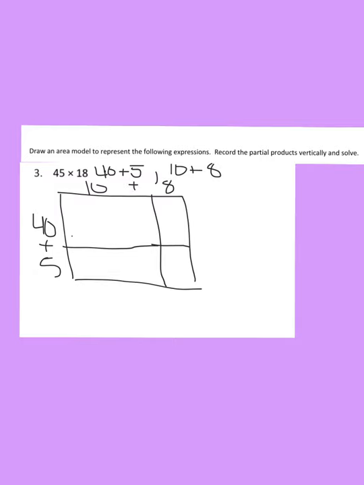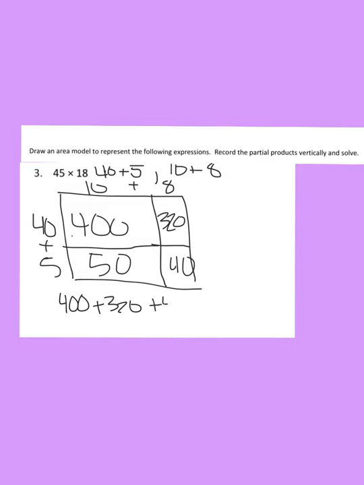Now we can figure out our products. So we'll do 40 times 10 first to get 400 in the biggest square. Then we'll do 5 times 10 to get 50 in the square. Next, 40 times 8 to get 320 in this box. And then finally we'll do 5 times 8 to get 40 in this box. Now we can add up all of our products and we get 40 plus 320 plus 50 plus 40 to equal 810.